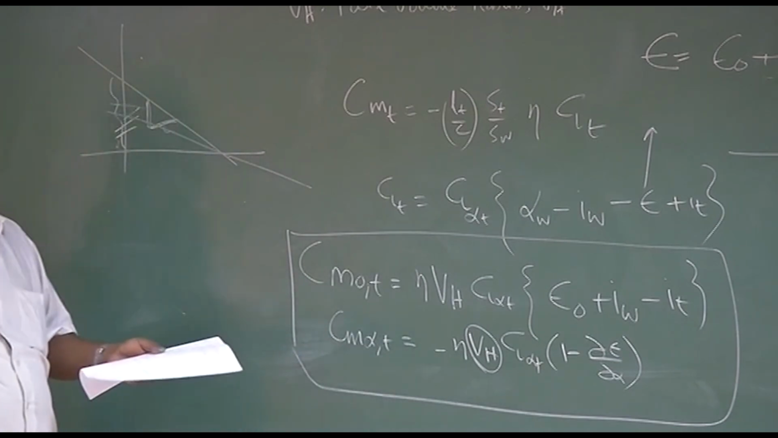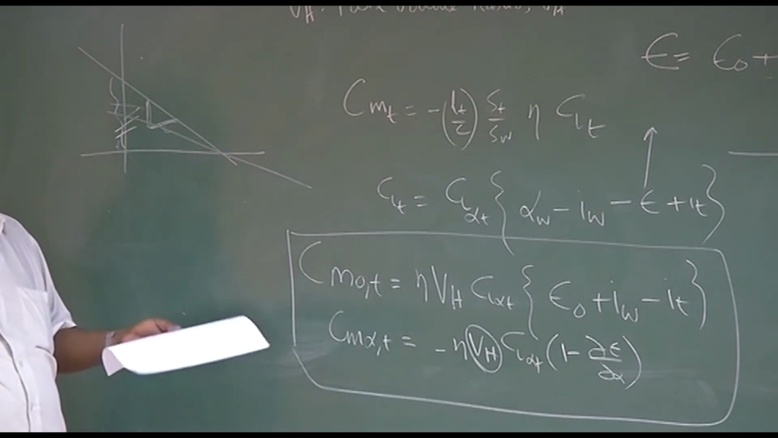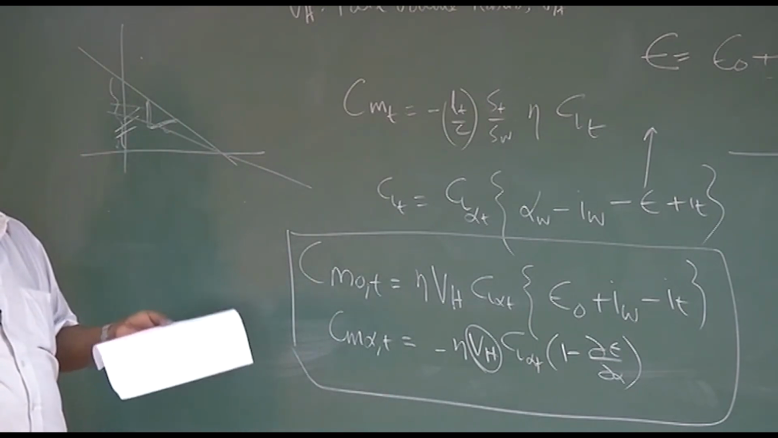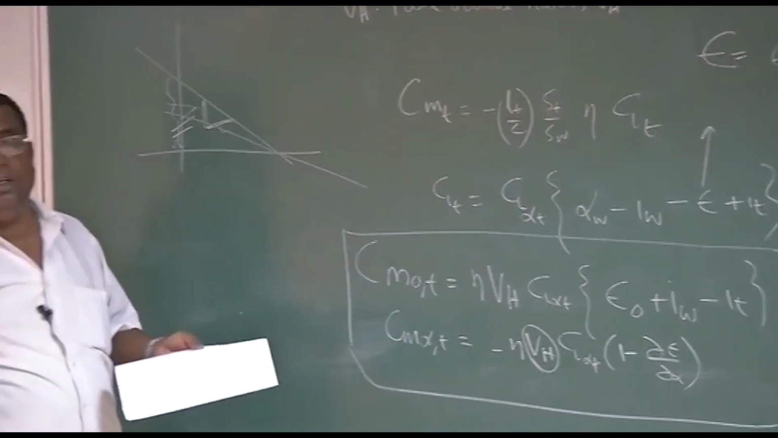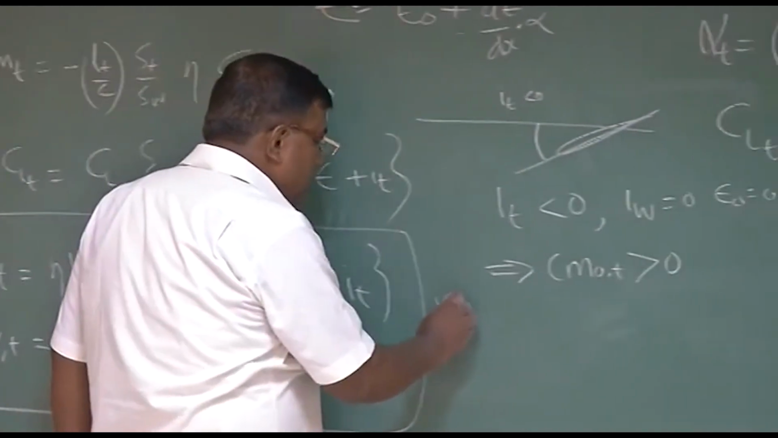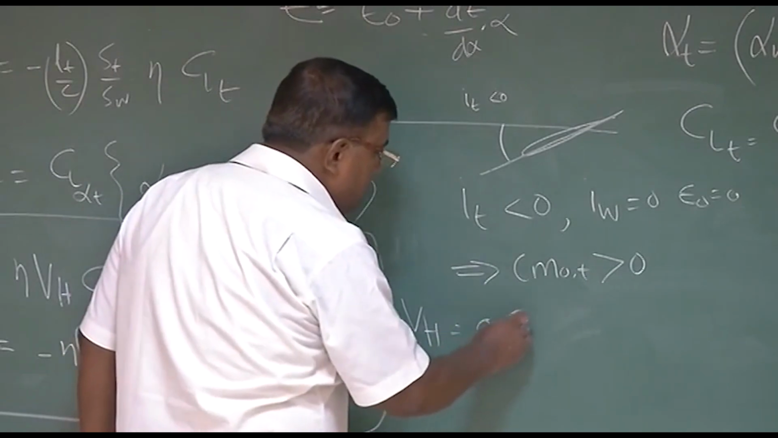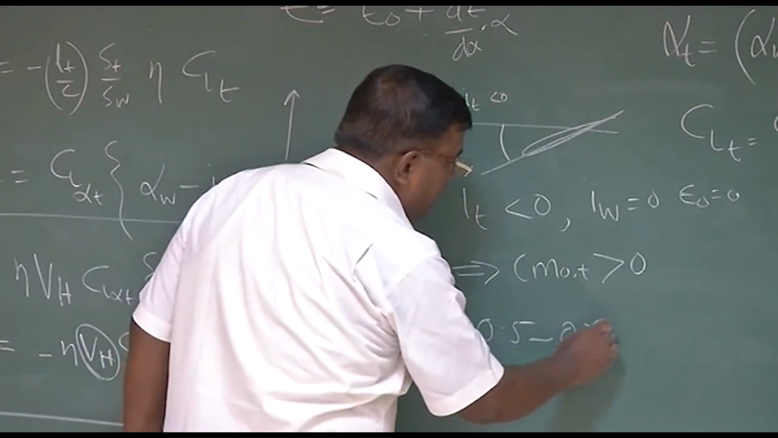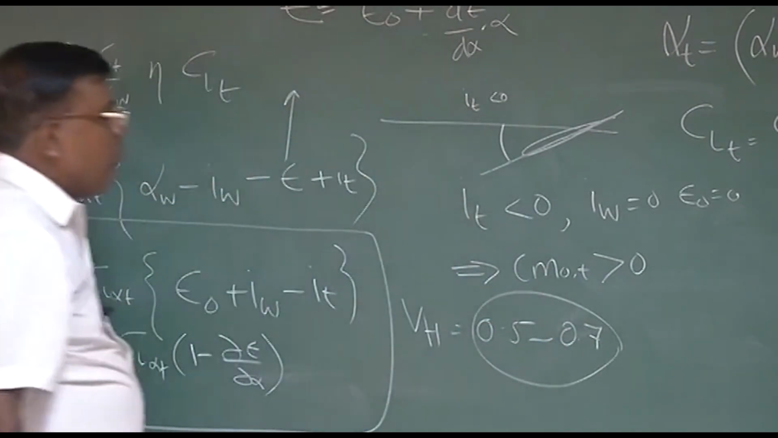So I will increase the tail volume ratio. I will increase ST and into LT, ST separately or LT separately or both. So remember this typical value of VH. You know, a good designer will take the value from 0.5 to 0.7 to start with.